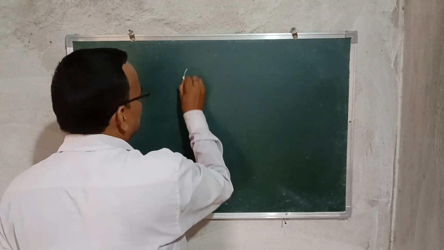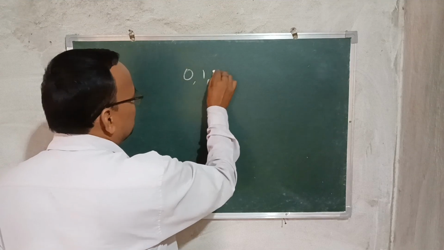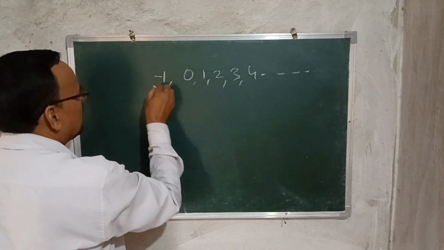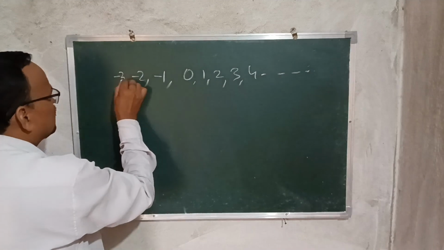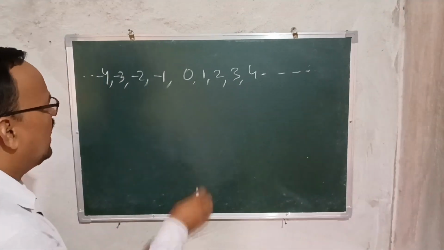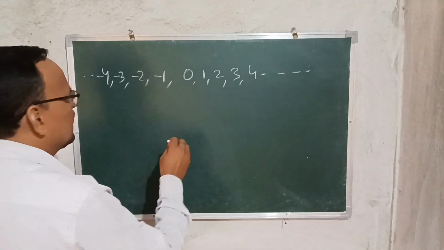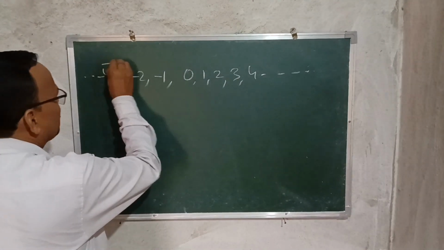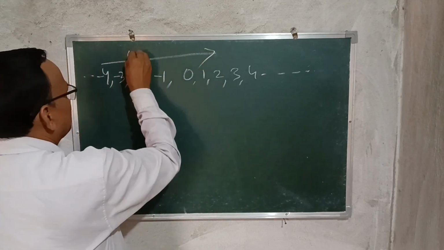Suppose 0 is in the middle, then 1, 2, 3, 4, and so on. Here minus 1, minus 2, minus 3, minus 4, and so on. And the integers are in increasing order from left to right.